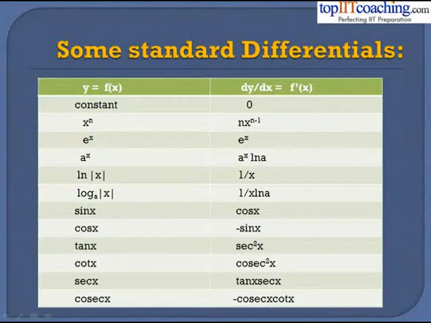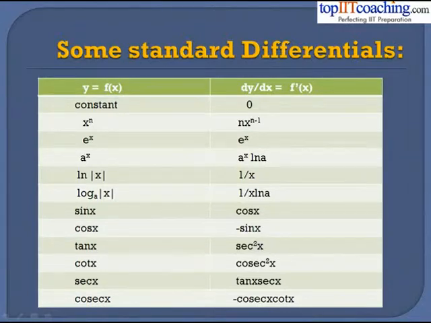If y is equal to e to the power of x, that is the exponential function, then dy by dx is also equal to e to the power of x. That is, the derivative of e to the power of x is the same as the function y equal to e to the power of x. Similarly, if y is equal to a to the power of x, then dy by dx is equal to a to the power of x into ln a.